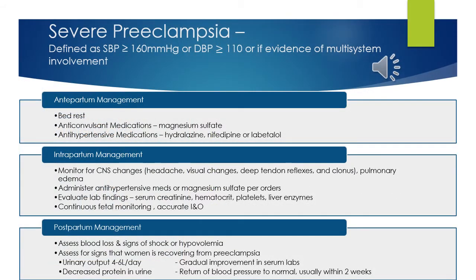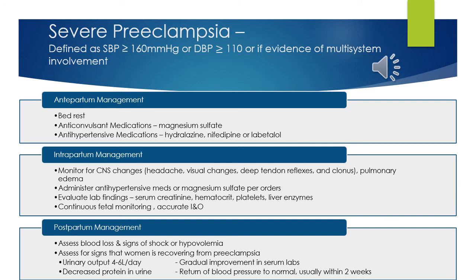Severe preeclampsia, defined as a systolic blood pressure greater than or equal to 160, or a diastolic pressure greater than or equal to 110, or evidence of multi-system involvement, may necessitate delivery despite the fetus being less than 34 weeks, if the disease is severe enough and the risk to the mother is great enough. Some women can remain pregnant, but due to the severity of the preeclampsia, they have to be hospitalized with the goal of preventing seizures and maintaining the pregnancy until it is safe to deliver.